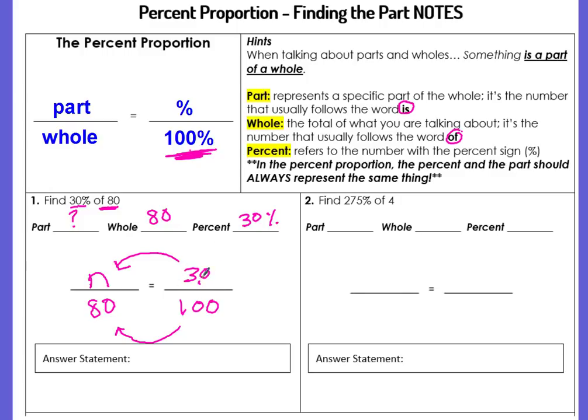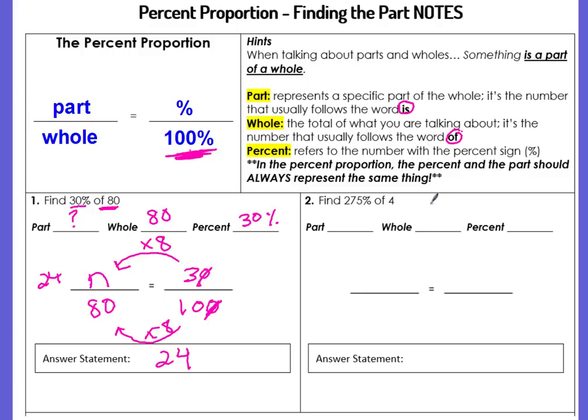Shortcut trick. They both end in a 0, so I can cross them out because that's the same as dividing by 10. And now I have 3/10. And I can multiply 10 times 8, and that will give me 80. So then do the same thing with the 3. Multiply it by 8, and 3 times 8 is 24. So our answer would be 24. 24 is the part. It's the 30% part of the whole 80.